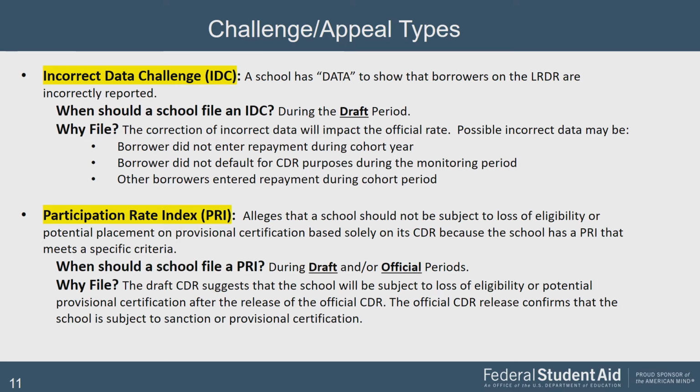The petition rate index challenge alleges that the school should not be subject to loss of eligibility or potential placement on provisional certification based solely on its CDR because the school has a PRI that meets the specific criteria. This challenge can be submitted during the draft cycle and or during the official periods. Why file? The draft CDR suggests that the school will be subject to loss of eligibility or potential provisional certification after the release of the official CDR, and the official CDR release confirms that the school is subject to sanction or provisional certification.